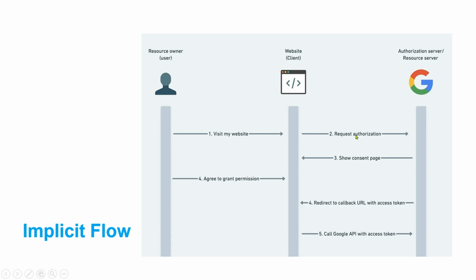While this flow is quicker and easier for client-side apps, it's less secure because the token is exposed in the URL itself and can be intercepted.